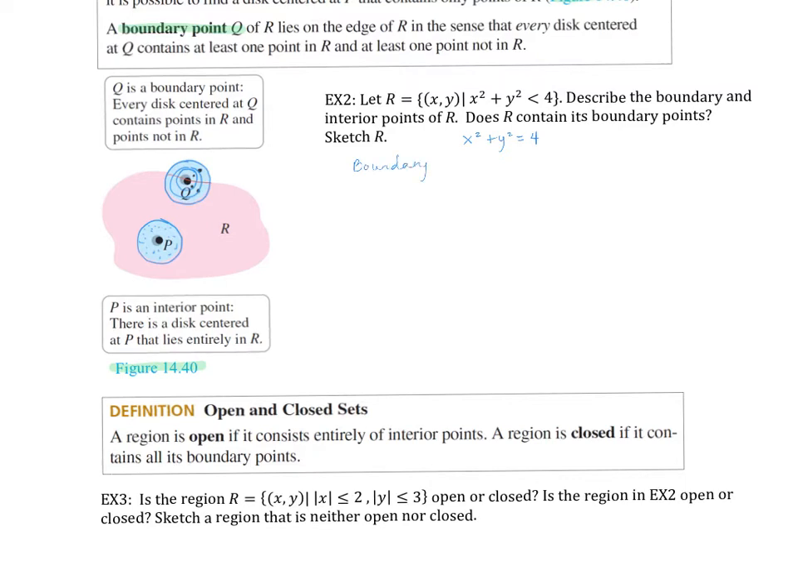So the boundary is a circle with center at the origin 0, 0 and radius 2. So the interior points, since this is strictly a less than 4, the interior points are all points inside the circle.